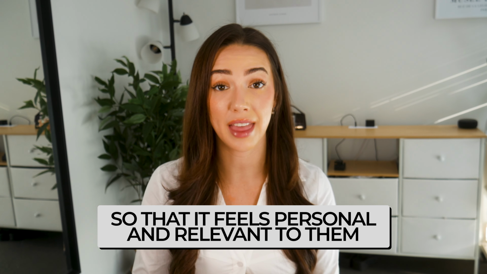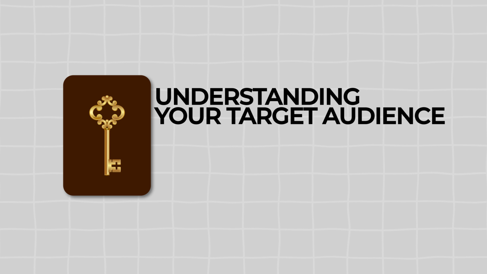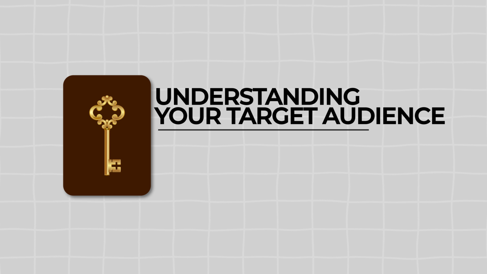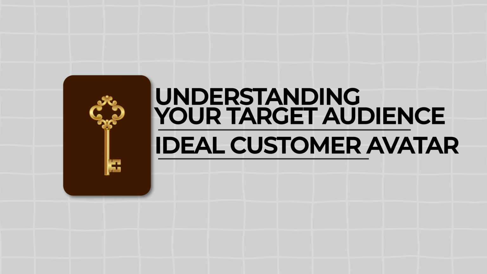Because here's the truth, the businesses that thrive are not the ones that are shouting into the void, they're the ones that are speaking directly to the right people so that it feels personal and relevant to them. And the key to doing that is understanding your target audience, or in marketing we call this your ideal customer avatar, or your ICA. And this is where most businesses mess up because they're either trying to talk to everybody or they're just skipping defining their audience altogether.